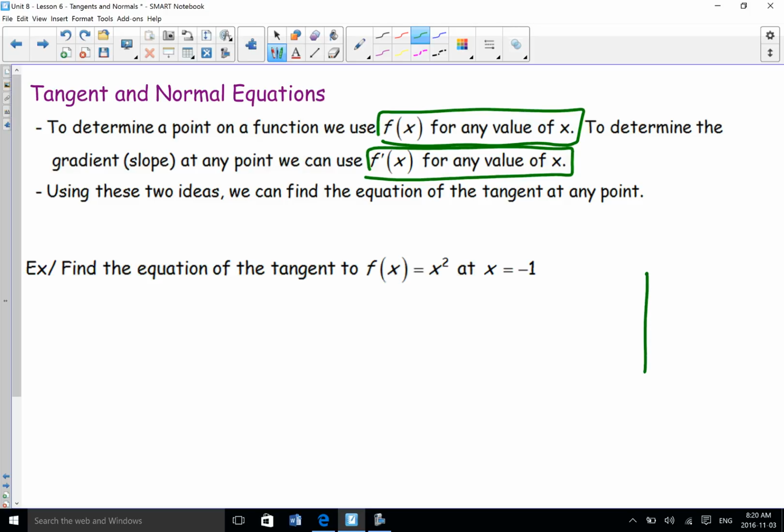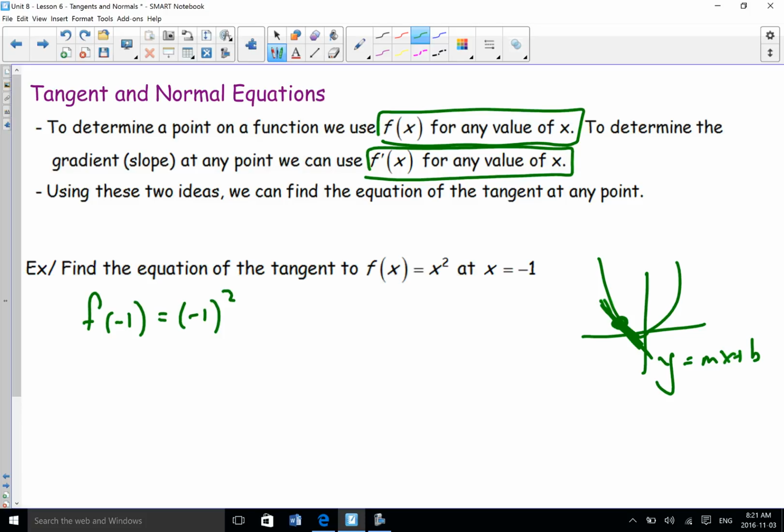So look at this example here. We have a parabola, a basic parabola. I want to know what's happening at -1. I want the equation of this line. So what do I need? Well, I need to know where I actually hit that curve. Let's see what happens at -1. So I use my original equation. I'll get 1. So I know for sure that this point right here is the point (-1, 1).